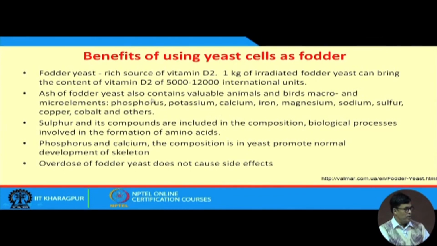Fodder yeast also contains valuable micro and macro elements for animals and birds, such as phosphorus, potassium, calcium, iron, magnesium, sodium, sulfur, copper, cobalt and others. Sulfur and its compounds are included in the composition and are involved in biological processes in the formation of amino acids. The phosphorus and calcium in the yeast promote normal development of the skeleton. Overdose of fodder yeast does not cause any kind of side effect.